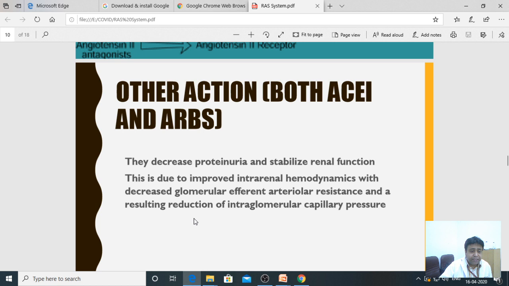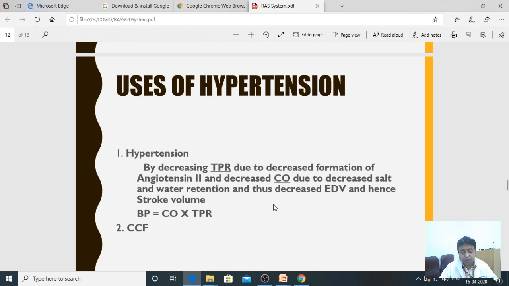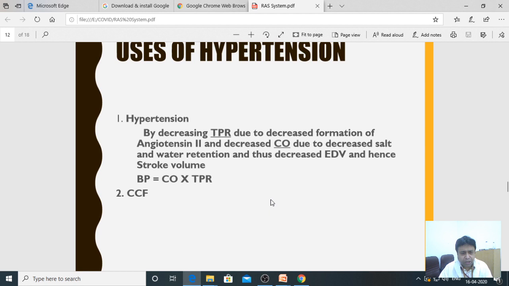They have a profound influence on water and fluid balance, so they have a profound influence on renal functions. Okay. So that is a very important additional action of angiotensin receptor blockers. Okay, this is something I was talking about a little while back: what is hypertension.